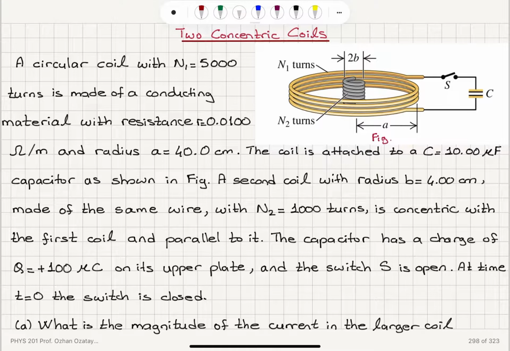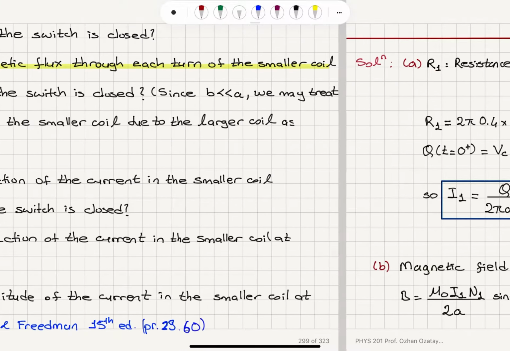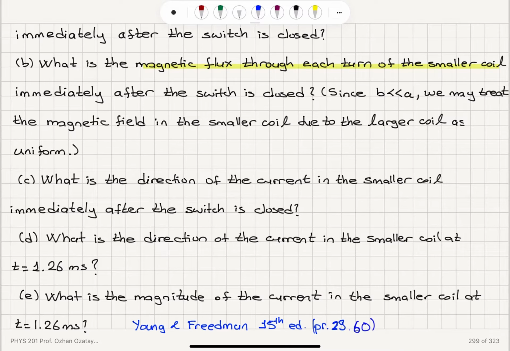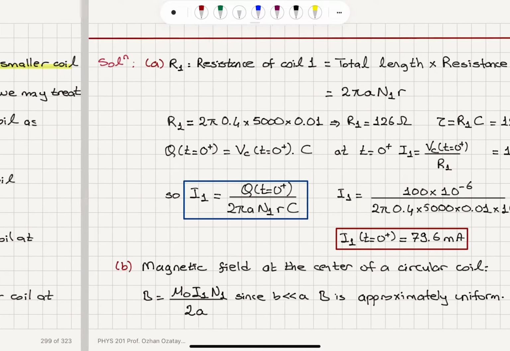We're continuing our discussion of the two concentric coils. Remember, in part A, we found the magnitude of the current in the larger coil by looking at the charge at t is equal to 0 plus divided by the capacitance, giving us the voltage divided by resistance. And in part B, the magnetic flux through each turn of the smaller coil immediately after the switch was closed.